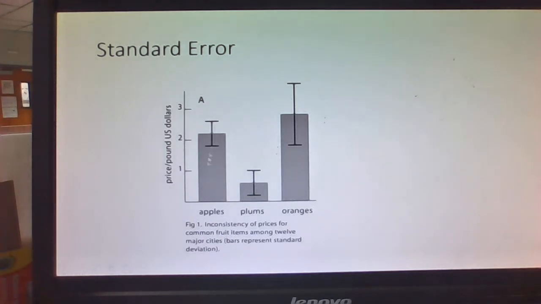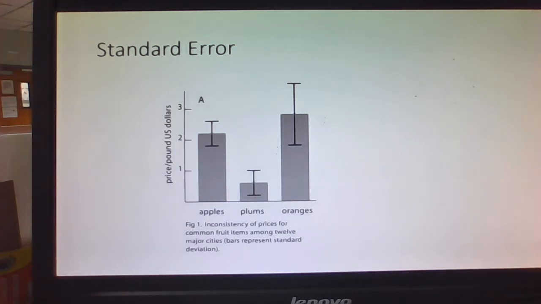So if this represents the average of the price of apples in different states, 12 major cities, this shows how confident you can be that the next apple that you get from another major city, that the price is going to be within this range. For oranges, the average was higher, but we have a bigger standard deviation here. So we don't have as much accuracy, so you can't be quite as certain that you're going to get this price. You can only be certain that the next orange that you buy is going to be somewhere within this range.